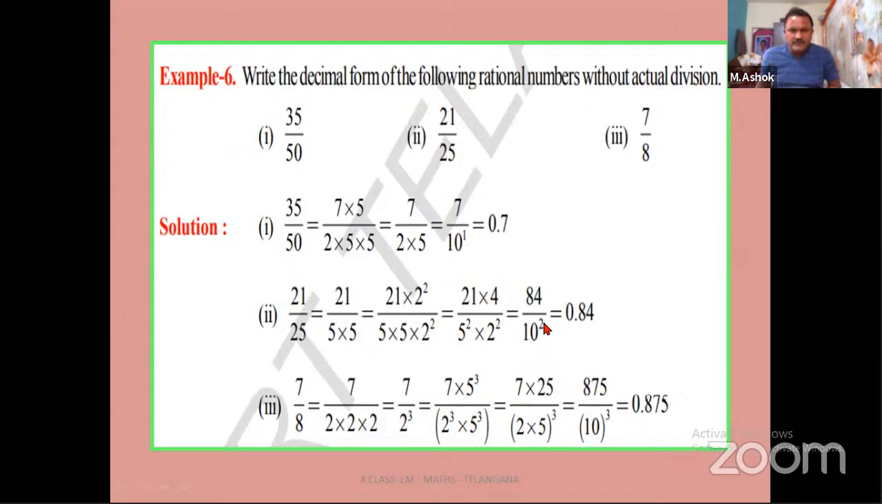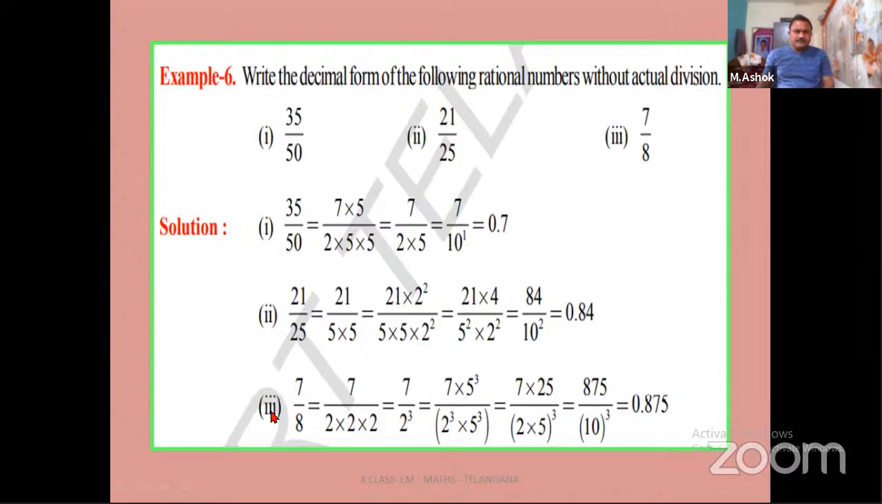So 10 square means we have to move the decimal point 2 digits to the left. Actually in 84 the decimal point is here. Move 2 digits left, so now it becomes 0.84. The decimal form of 21 by 25 is 0.84. Like this, you have to solve the problems without doing actual division.